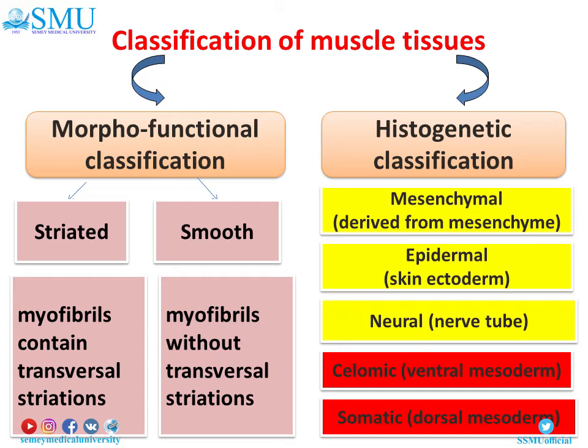Histogenetic classification is based on sources of development. According to this classification, there are 5 types: mesenchymal type, derived from mesenchyme; epidermal, derived from skin ectoderm; neural, which source is nerve tube; coelomic, derived from ventral mesoderm; and somatic type, which source is dorsal mesoderm.